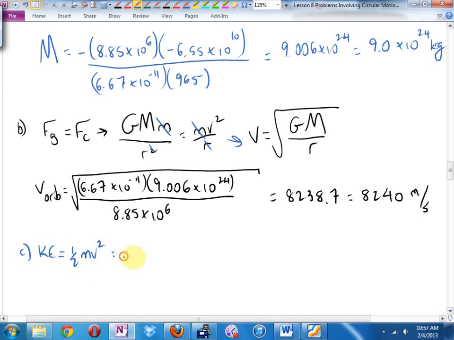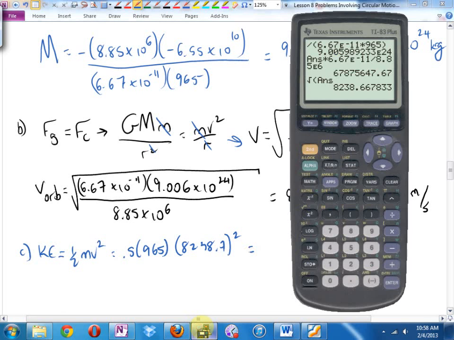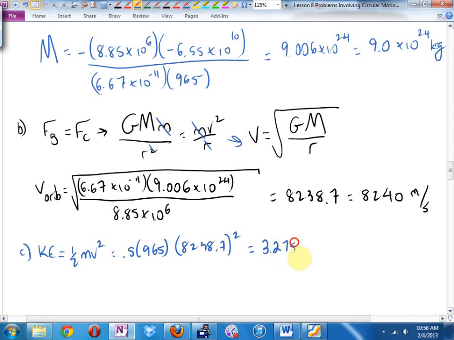It's going to be a half, 0.5. Mass of the satellite was 965. V squared, I just figured it out, is going to be 8238.7 squared. It's going to be this number squared times 965 times 0.5. Works out fairly nice. 3.275 times 10 to the 10th, I guess I should go 3 sig figs. 3.28 times 10 to the 10th joules.